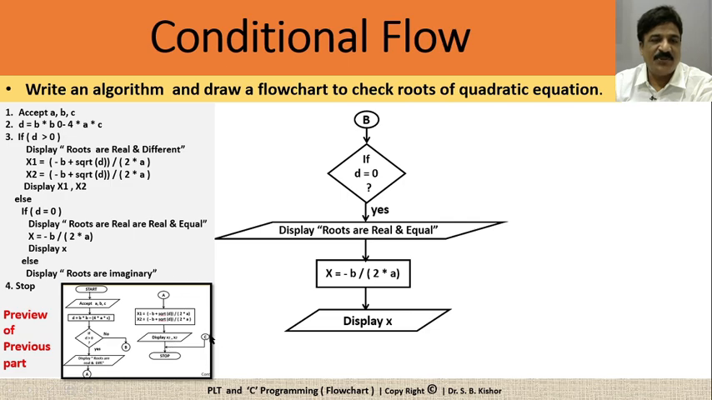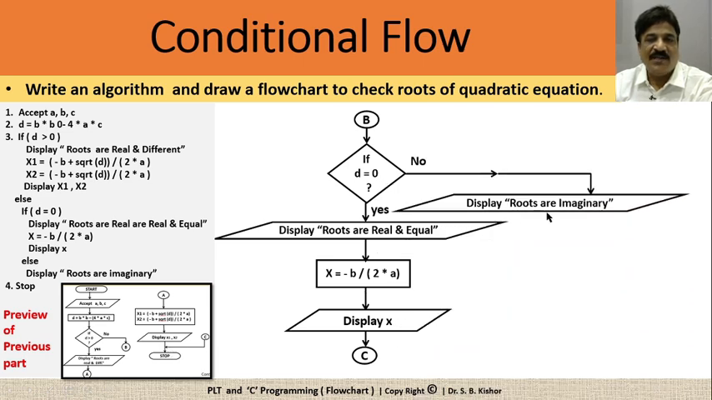So what you need to do is simply connect this part. We are going to use a connector called C for this particular purpose. Then it will directly jump to the C part and then it will stop. Now if this condition is false, then the roots are imaginary and again stop.